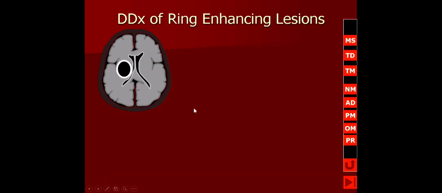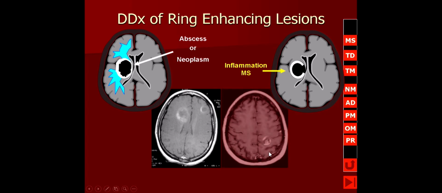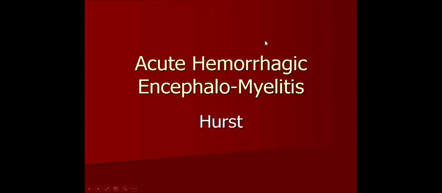They typically are going to enhance for several weeks, maybe a couple of months. When we have ring-enhancing lesions, if you have an abscess or you have a neoplasm, you expect to have extensive surrounding vasogenic edema. If you have this open ring sign, you have to think about the possibility of tumefactive demyelination. So again, when you're looking at these lesions, you want to remember not just the incomplete rim of enhancement, but the lack of the surrounding vasogenic edema. Very, very useful.